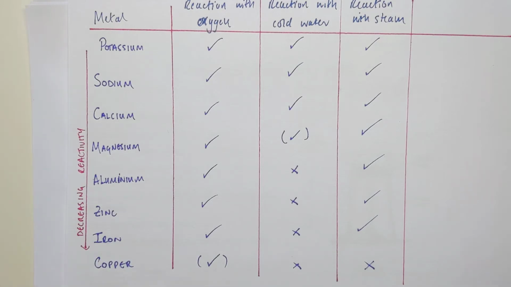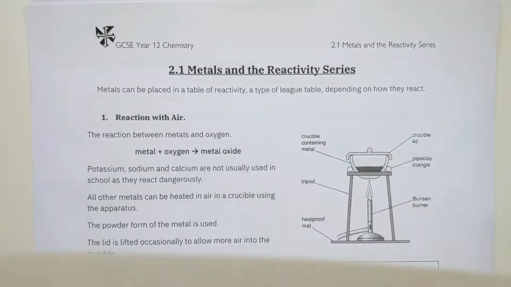So to put it all together, what this topic's basically about is some reactions of metals and the observations and equations for those reactions, and also how we use those reactions to put these metals in an order of reactivity from most reactive down to least reactive. So that's what the topic's about.